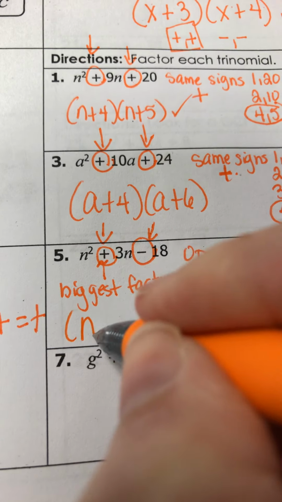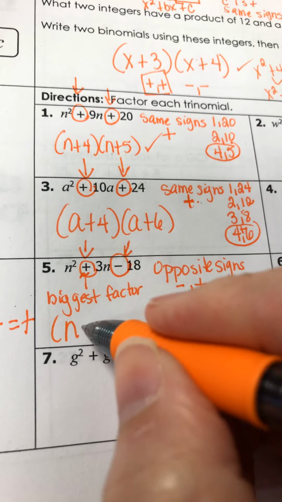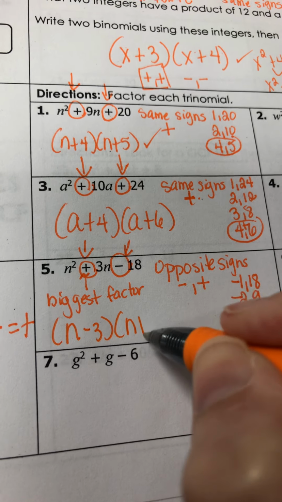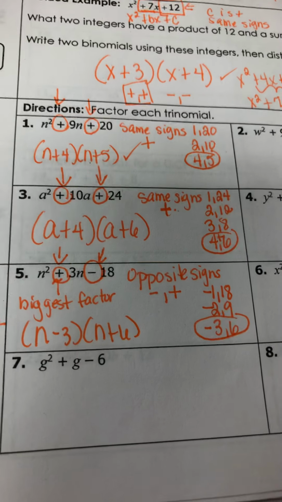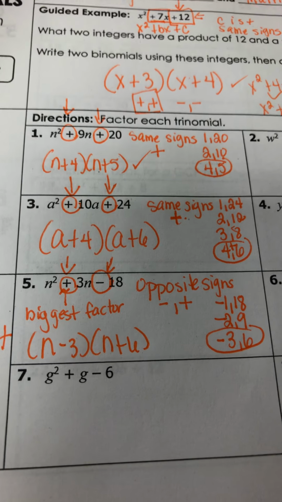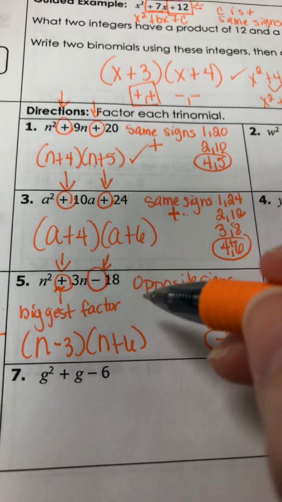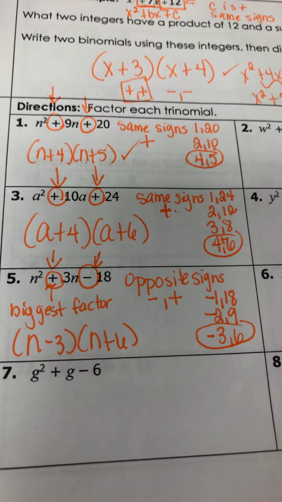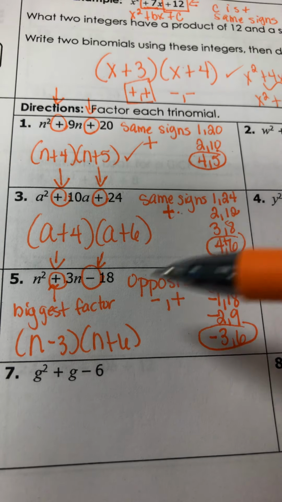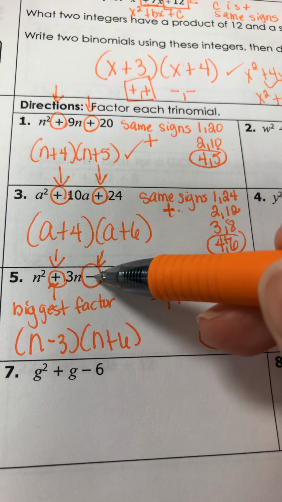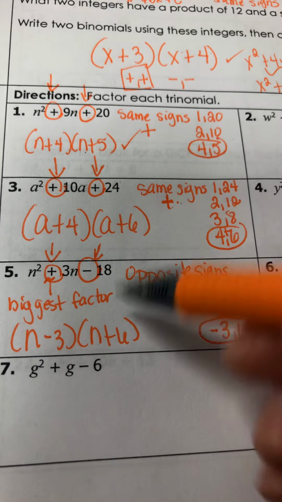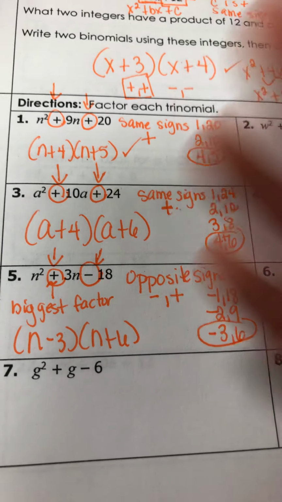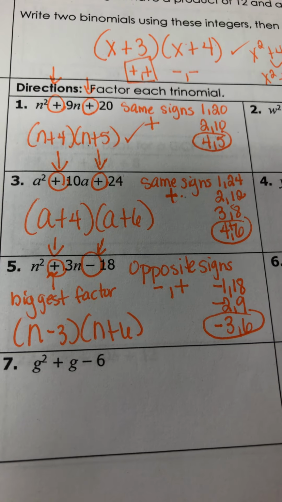So I'm going to get n minus 3, n plus 6. Now, it's important for you to FOIL these out or distribute these out and make sure you get back to this original problem because all of these are self-checking using FOIL. If you can FOIL it out and get back here, you know you did a good job. If you messed up a sign, you know you need to go back and fix your signs.